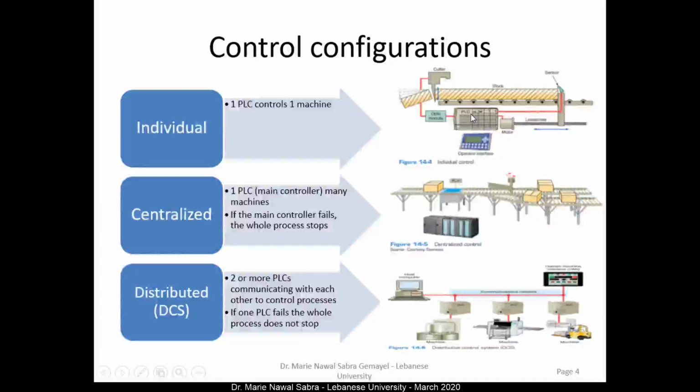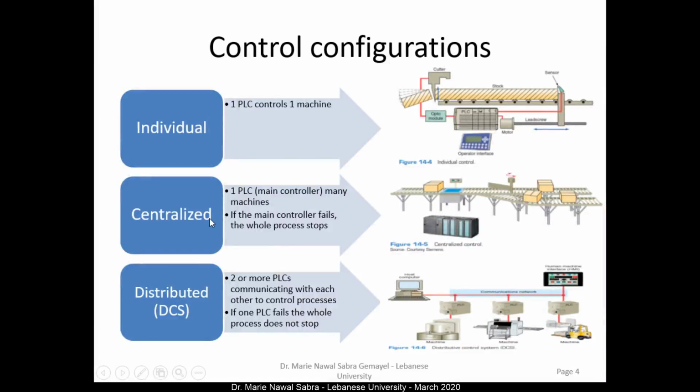So in control configurations, we are going to talk about how the different machines are being controlled. Individual control is one PLC controls one machine. So this is the simplest form. I don't have any communication between the different machines or the different PLCs. The PLC could have a screen, it could have an HMI, but they are all connected to the same machine that they are controlling.